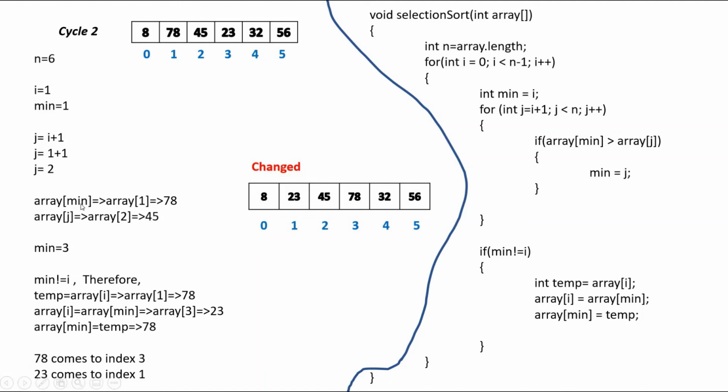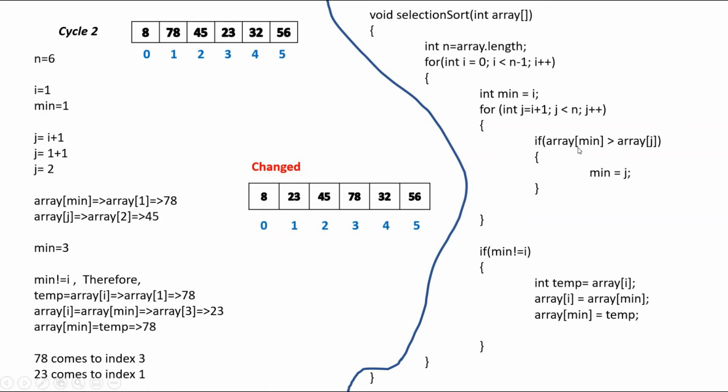See here, array min. Okay, let's come to here. So we came inside this for loop and there's an if condition. It says if array min is greater than array j. What is array min here? Array i, because min is 1 and array i is 78. The 8 and the 23 have swapped. Our array 1 is 78. Array j, what is j? Our j, array 2, is 45.